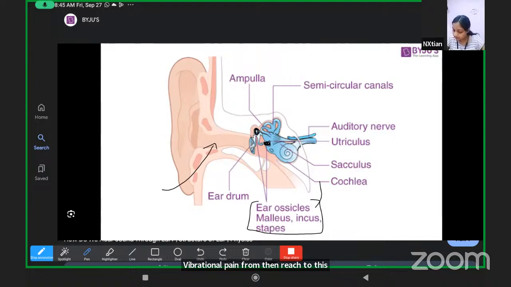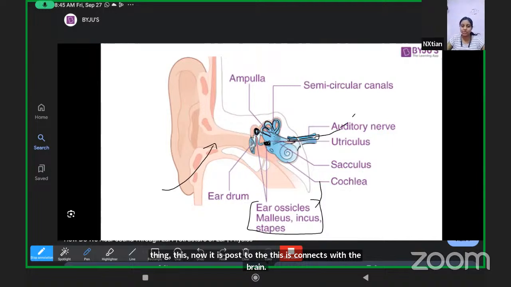Then this is the auditory nerve. These are also the semicircular canals. That pipe thing is the nerve, right? Yes, this pipe thing is the nerve. It connects with the brain. This takes the signal to the brain, and then the brain interprets the message and translates it into a form that we can understand. Okay, this is the diagram of the ear.